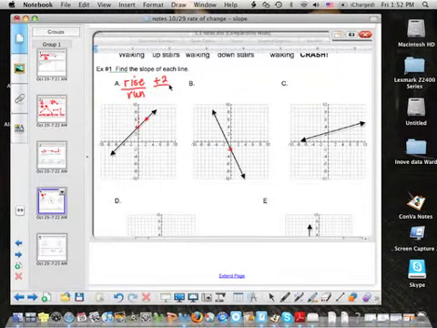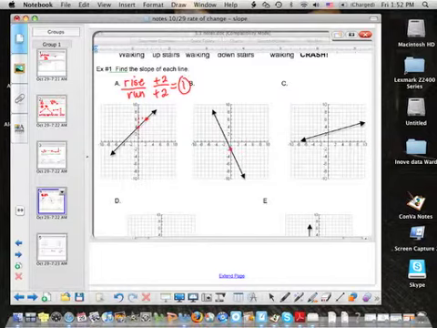It sounds weird to go down on a rise, but it is in fact possible. If you do go down, it would be negative. If you go to the right, it's positive, and if you go to the left, it's negative. So for our run, we're going to be counting over 1, 2 spaces, and since that went to the right, that's also positive 2. 2 divided by 2 equals 1, so this particular line has a slope of 1.